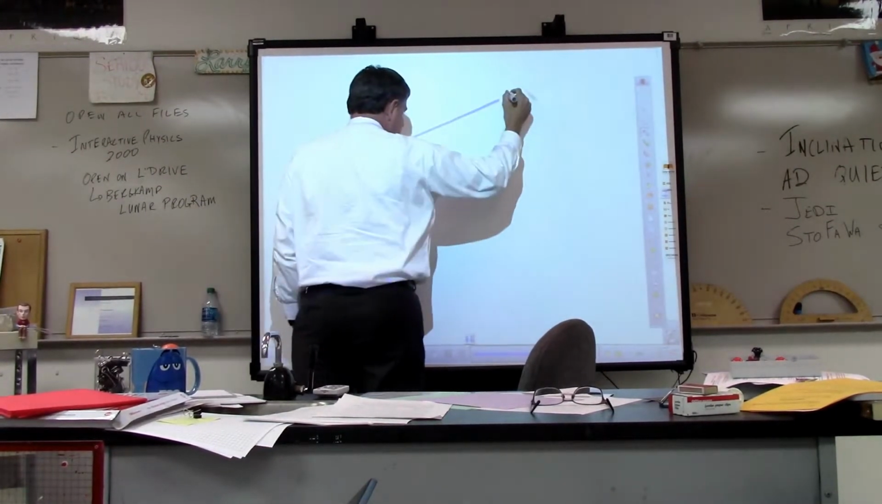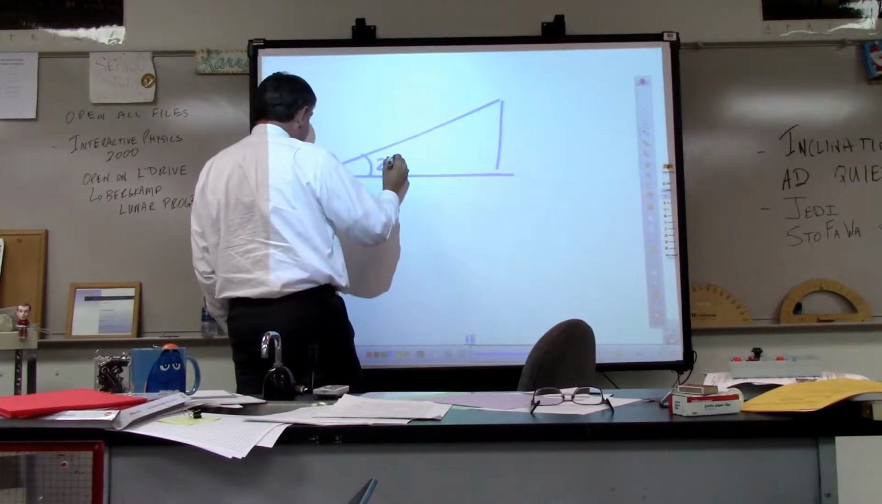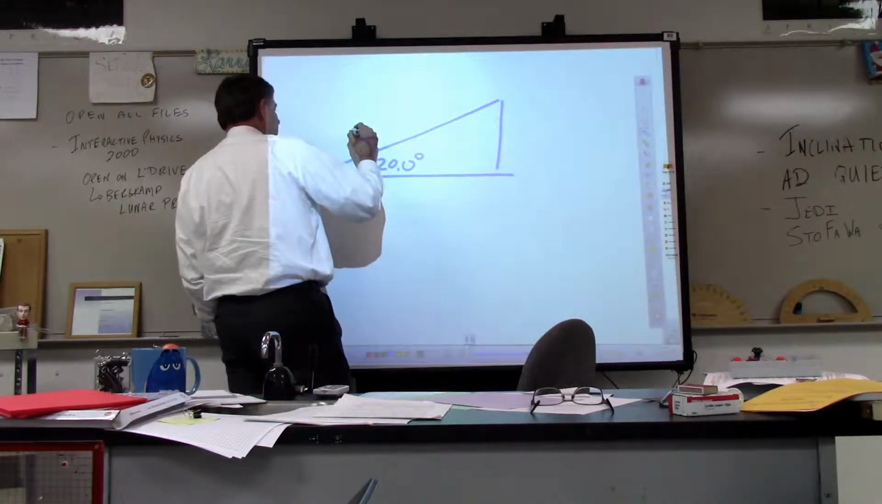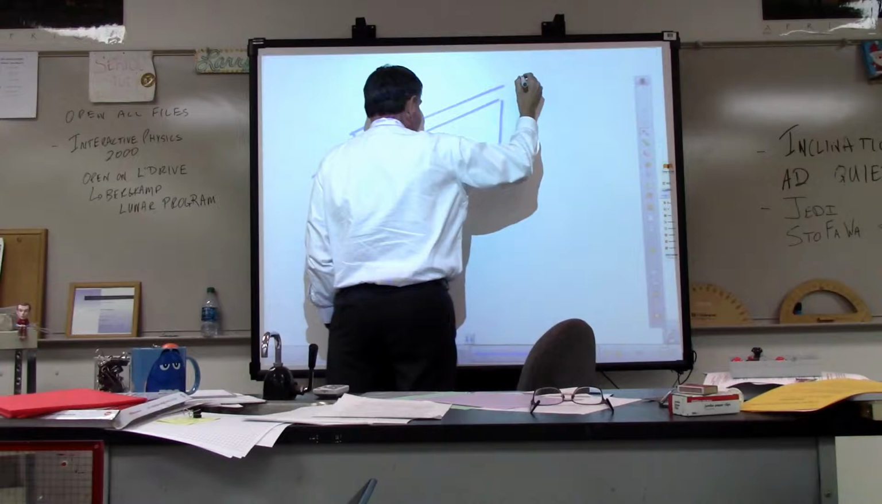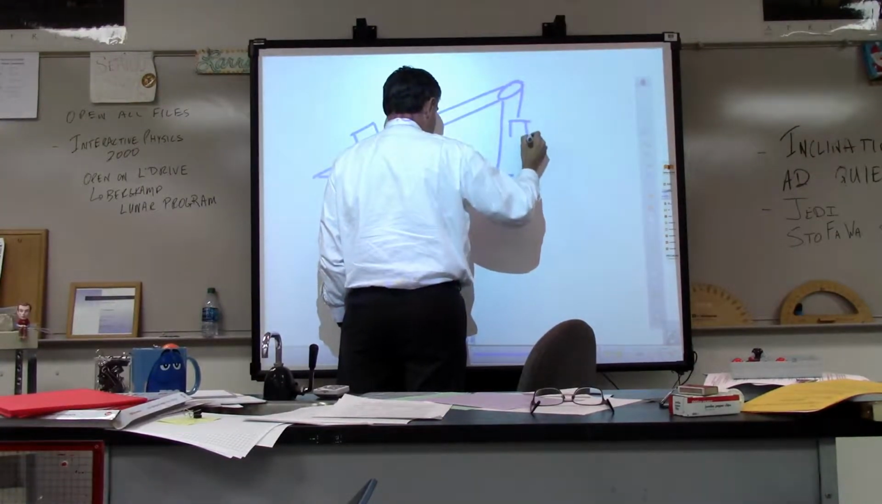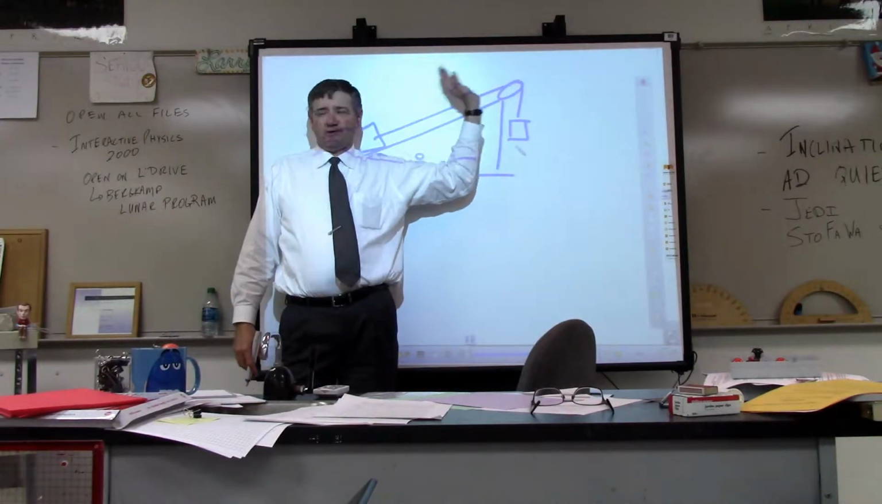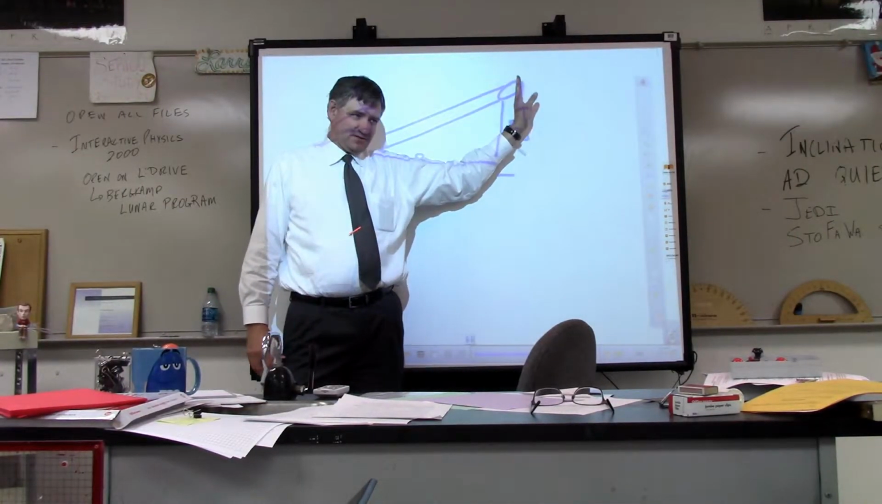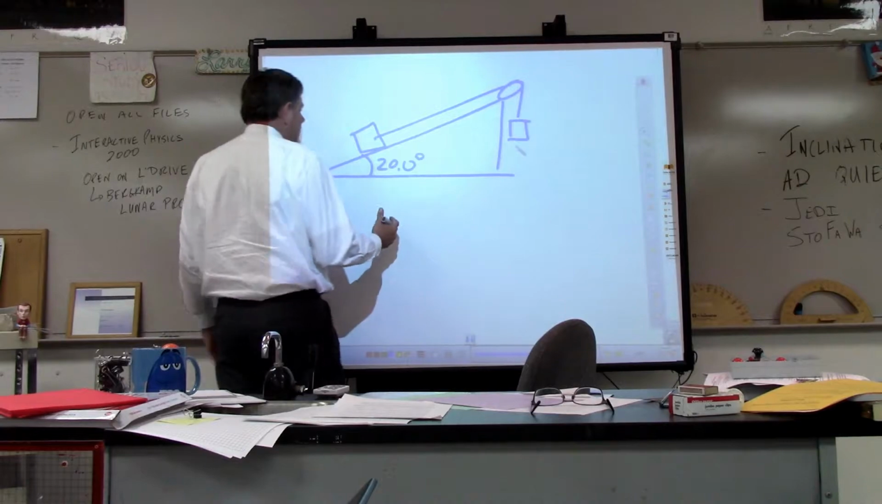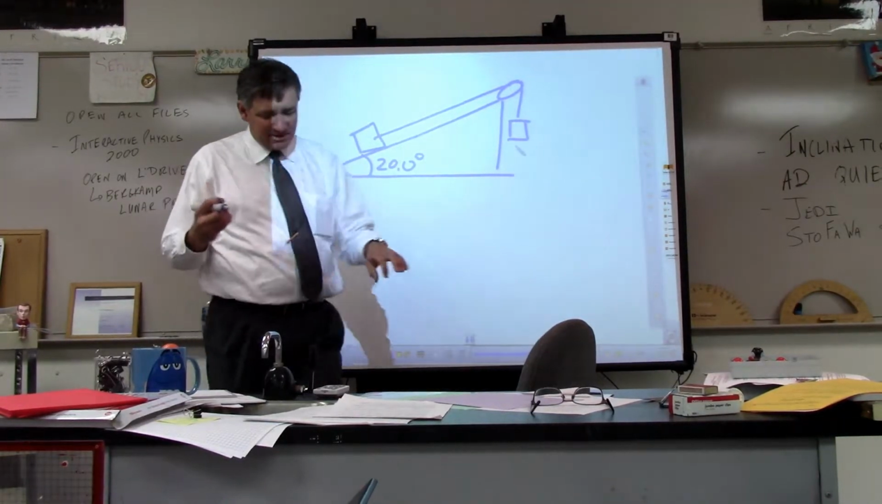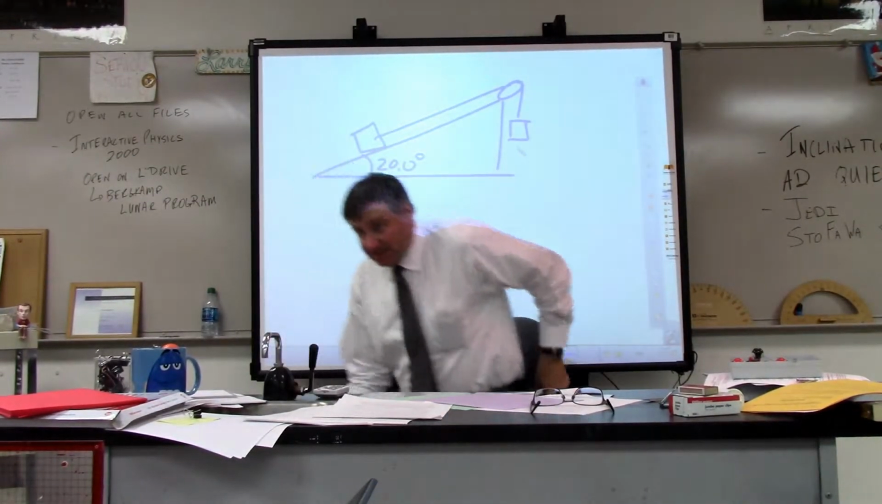So here's this block of wood sitting on a 20-degree angle. Here's the block, up, coming down like this. For now, don't even worry about this. We'll deal with this later. So the whole key is that you're going to pull this thing up at a constant velocity.